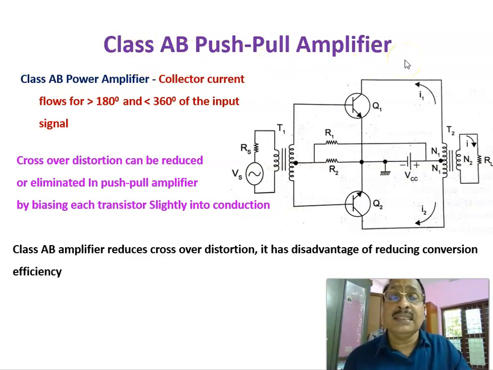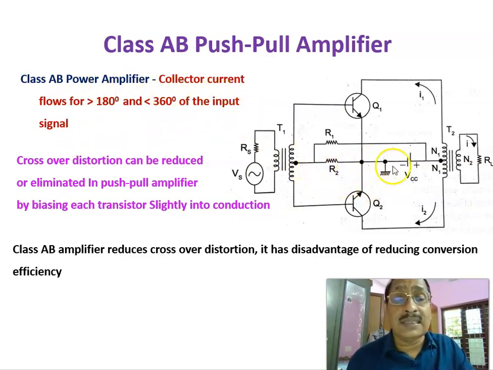which we are selecting the operating point between the point of class A and class B. Or we can say that the conduction duration, the collector current, is conducting in between 180 degrees and 360 degrees, more than 180 degrees and less than 360 degrees of the input cycle. Therefore, in class AB, we have to bias this circuit.